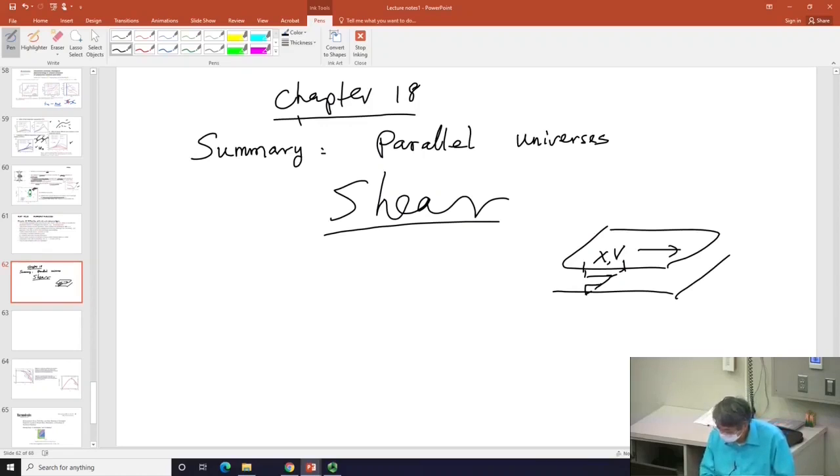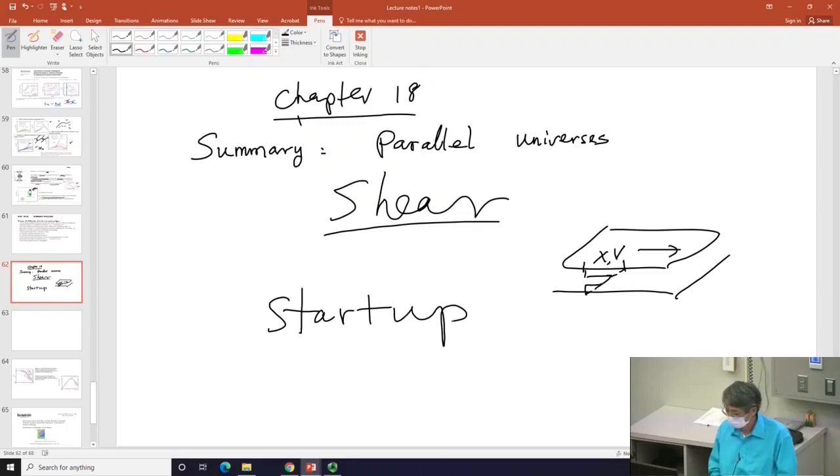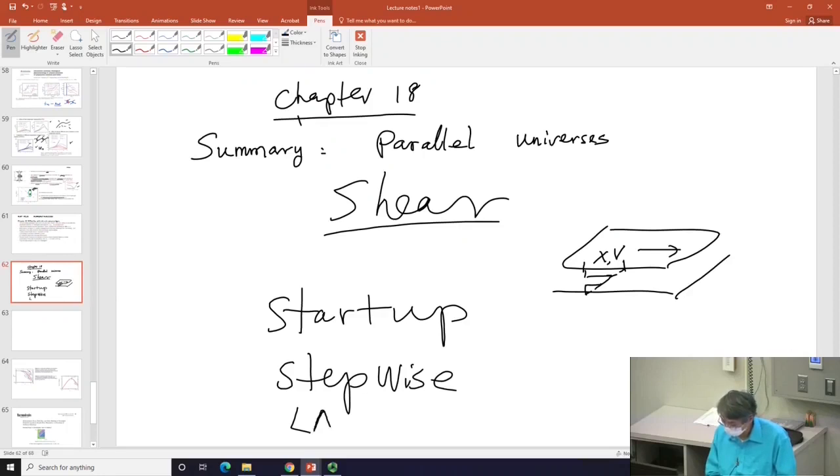So this is shear, and if you do shear, there are again just a few ways to do it. One is startup. One is step strain, stepwise. And we hardly will talk about so-called oscillatory, because oscillatory is interesting only in the large amplitude oscillation limit. It's going to be nonlinear. So, of course, we're talking about parallel universes regarding nonlinear. We're going to focus only on nonlinear polymer rheology.